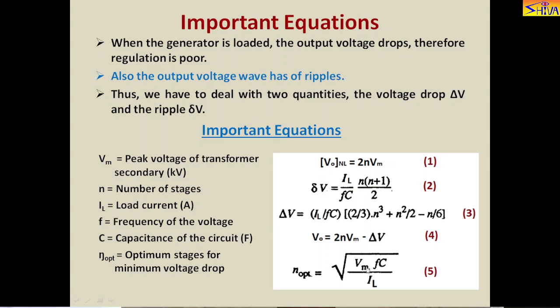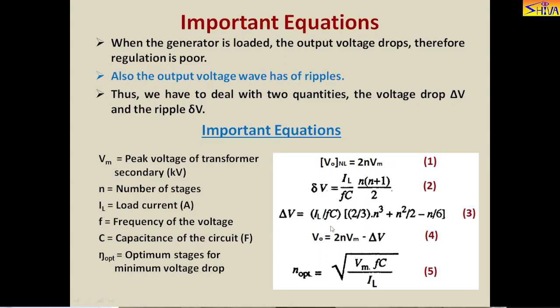Vm is the peak voltage of the secondary of the transformer, F is the frequency of the supply voltage, C is the capacitance of the circuit, and IL is the load current. Now in this equation, if you observe, IL is in the numerator, F and C are in the denominator. C depends on the circuit design, but F is the frequency of the supply. So if F is large, the ripple as well as the voltage drop will be small. Therefore, to get better performance, the frequency of the supply voltage is kept high.